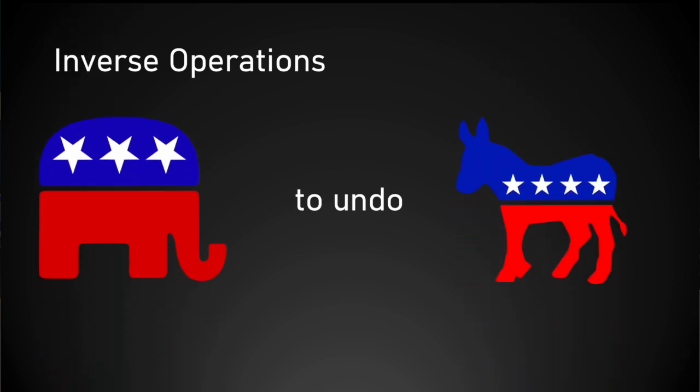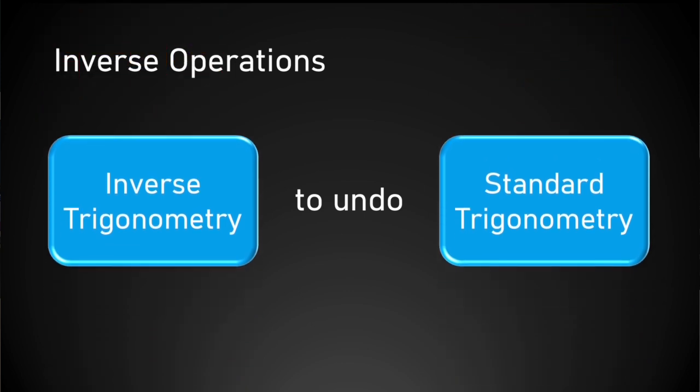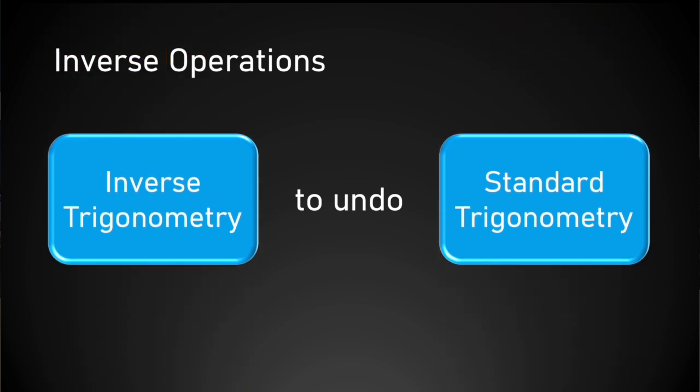We elect Republicans to undo what Democrats did, and then we elect Democrats to undo what Republicans did, and the cycle repeats. And we have inverse trigonometry to undo standard trigonometry.